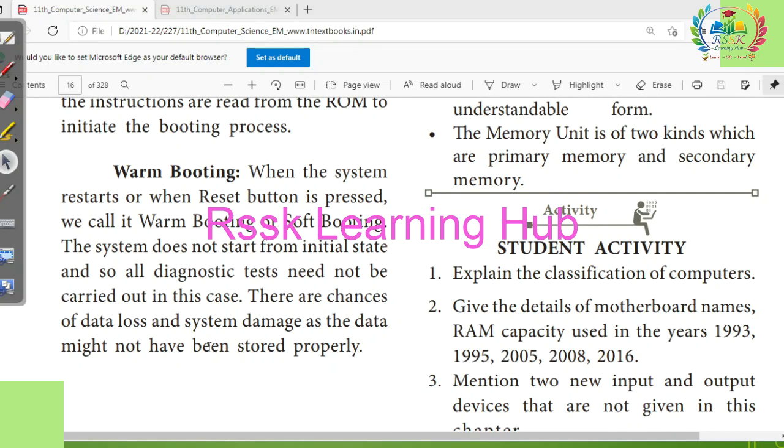Up to this, chapter 1 is over. Hope you understood well. Once again, go through this video for better understanding. Okay, students, you may take down your home assignment for this session.